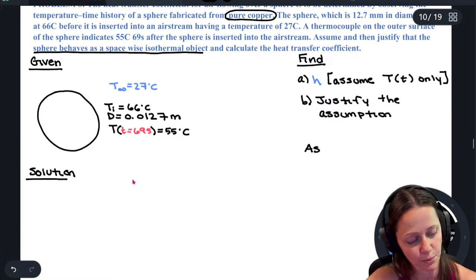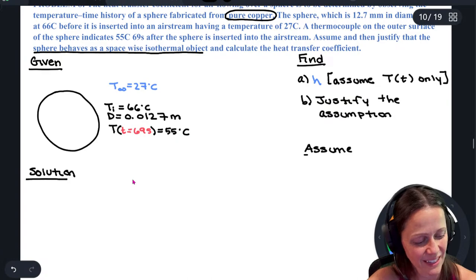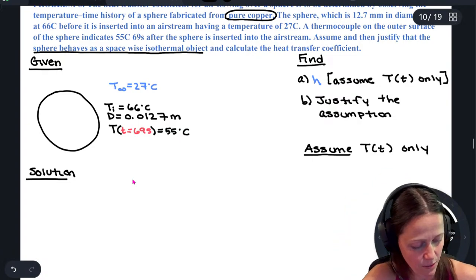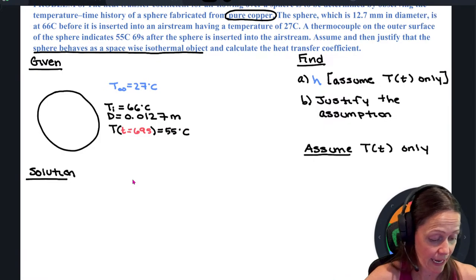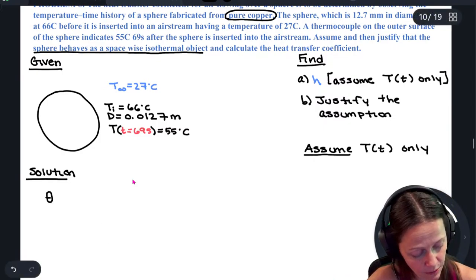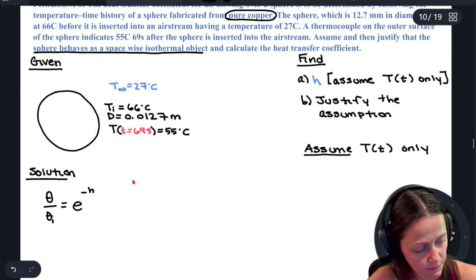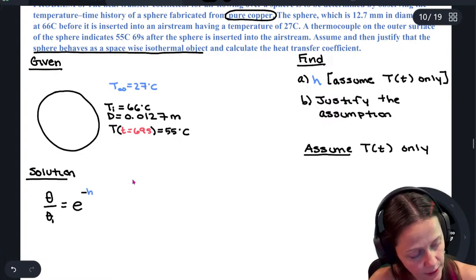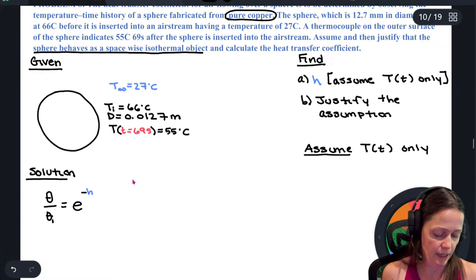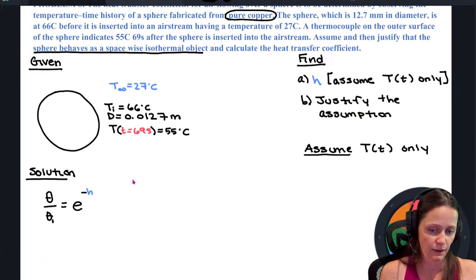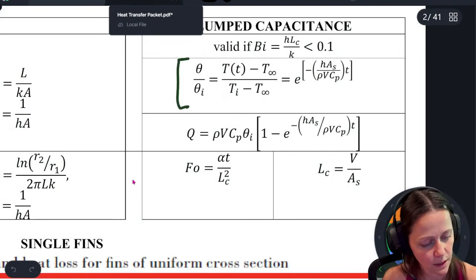So I'll throw that on here. Here's my assumption: temperature is only a function of time. All right, so I want to find H. I'm going to use that same equation, right? Theta over theta initial is equal to e to the negative h t, and I've written it a couple of times, so I'm going to put that volume over surface area.